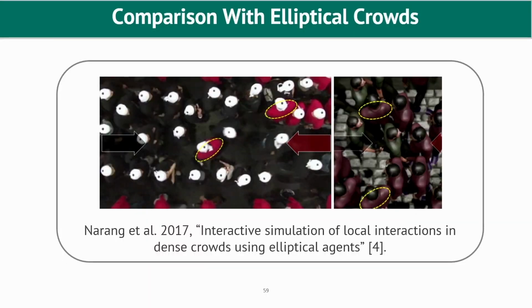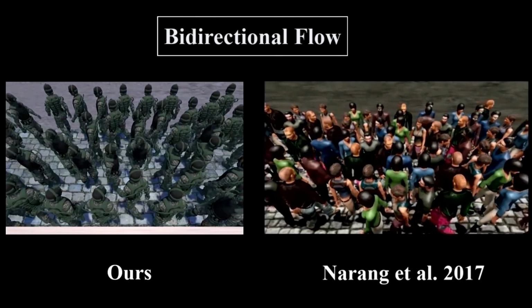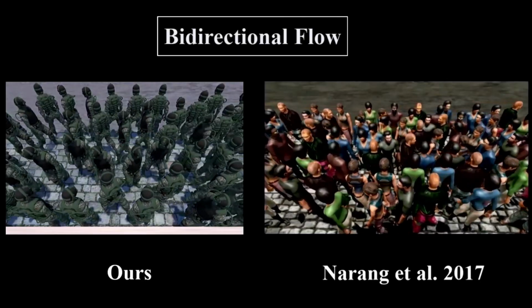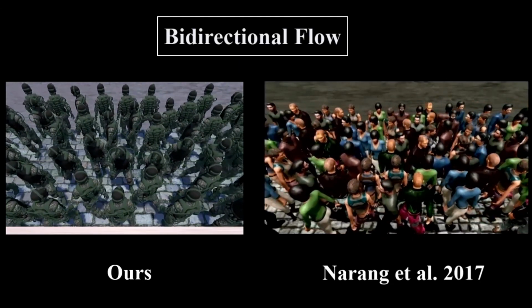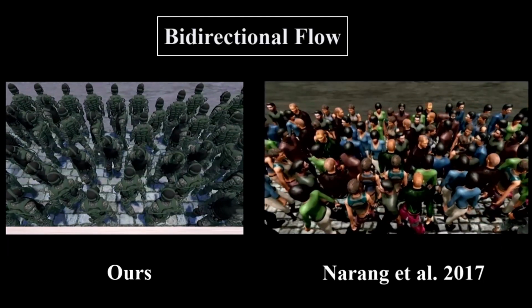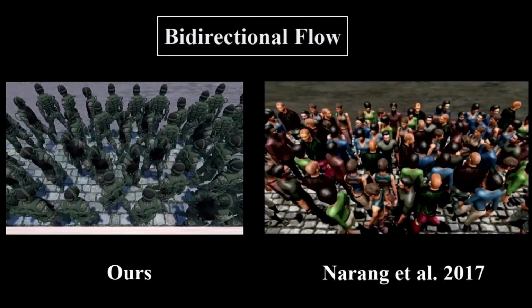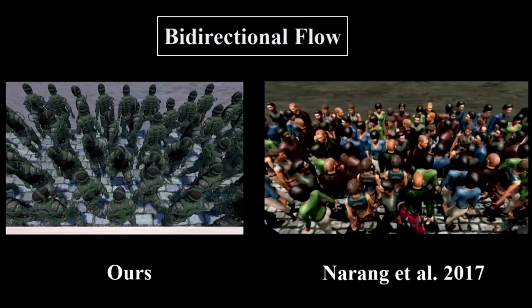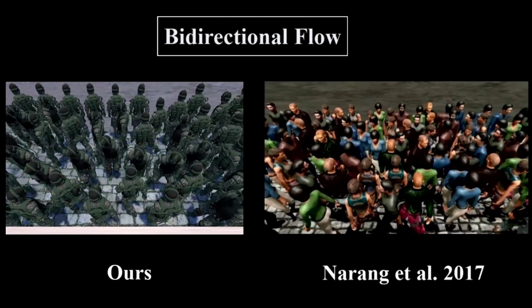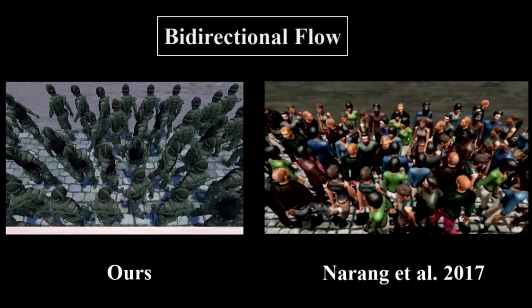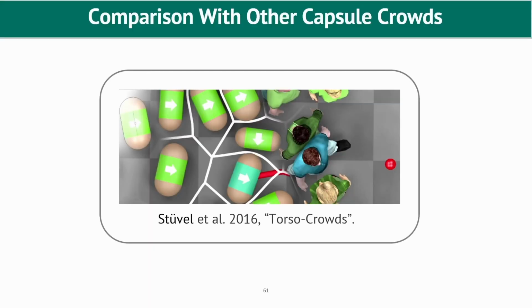We also compared in a bidirectional scenario with the elliptical crowd, where the result is visually similar with elliptical crowds. In both methods, agents are rotating in case it is necessary in front of their narrow space.